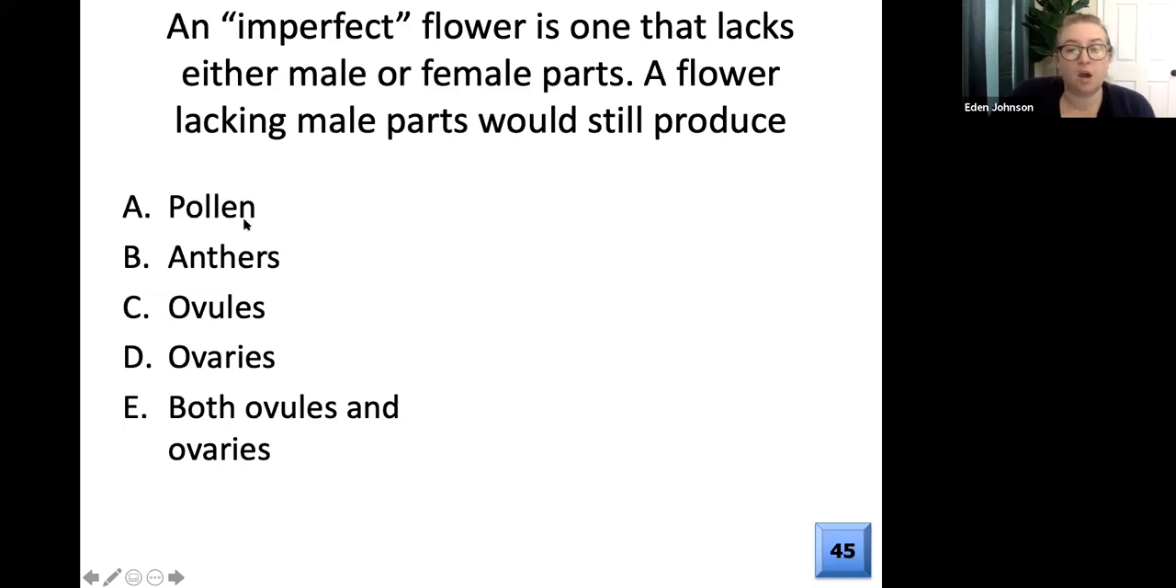All right, so these are the male reproductive parts. If a flower lacks male parts, would it still produce A and B? No, it wouldn't. Ovules, are they produced by the male reproductive organs? No, this is like an egg. The ovaries, are they produced by a male reproductive organ? No. Okay, so the answer is E.